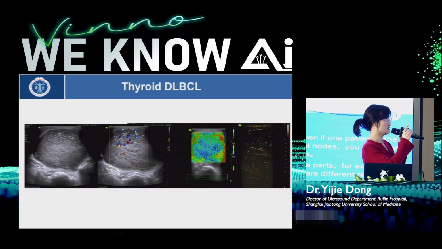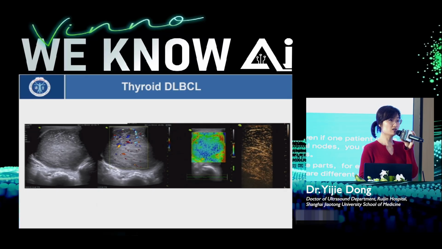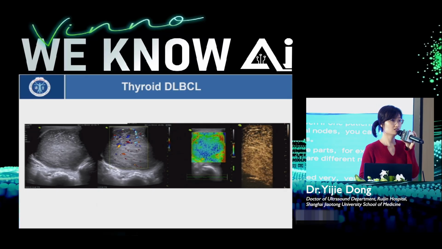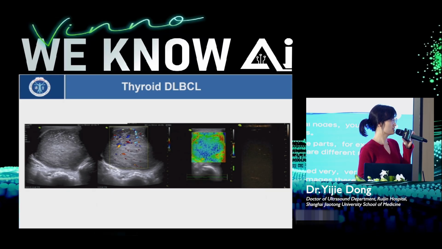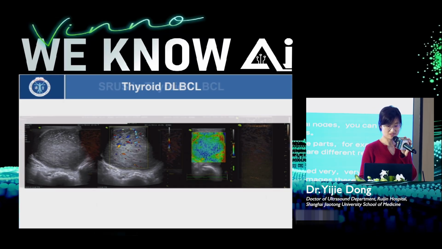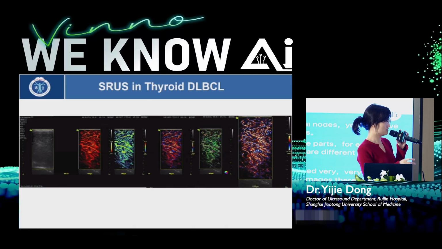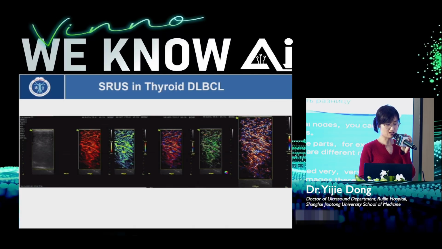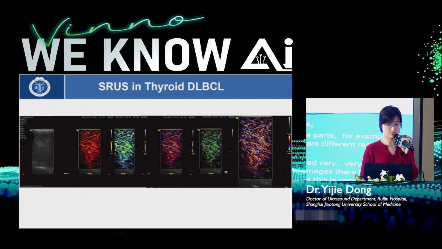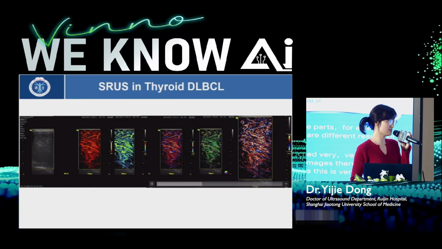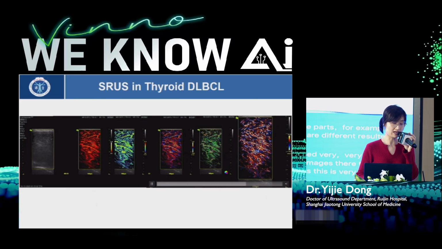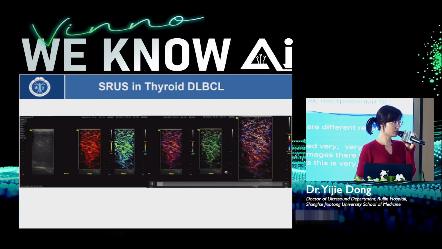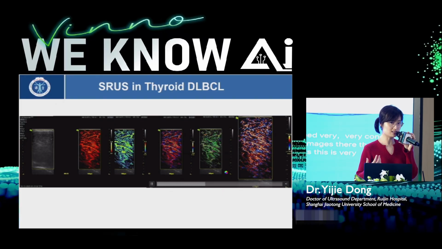Then this is a thyroid lymphoma, diffuse large B-cell lymphoma in the thyroid. So we can see the different maps of SRUS. This is the density map, this is the velocity map, and this is the direction map and the angle map. And this is the short movie that's constructed by the SRUS. Very beautiful images, but how can we use it?